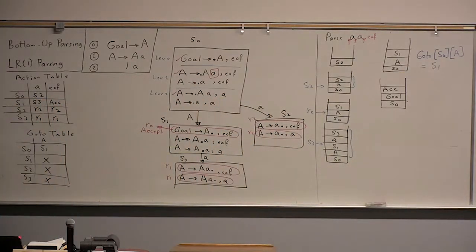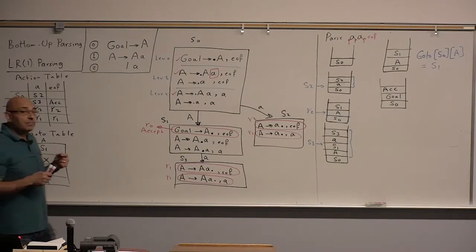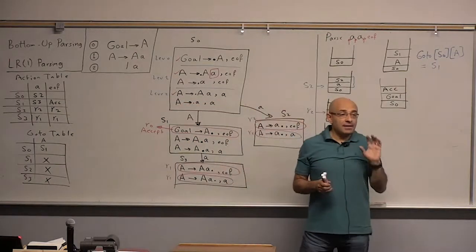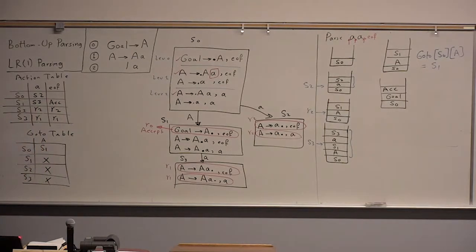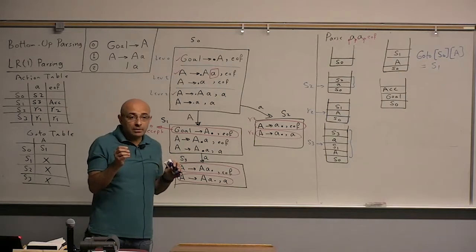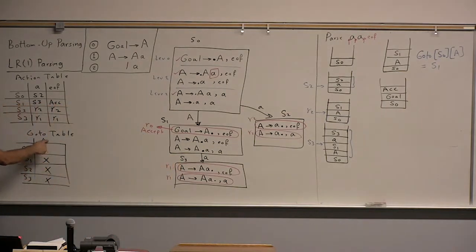Now, when do I use the go-to table? After reducing? Yeah, exactly. The go-to table is used after a reduction. It tells me which state to go to after a reduction. And why are the columns in the go-to table non-terminals? Because I look up the non-terminal that I reduced to. Whenever you reduce to something, you reduce to a non-terminal. So this is the non-terminal that you reduce to. And this is the state.